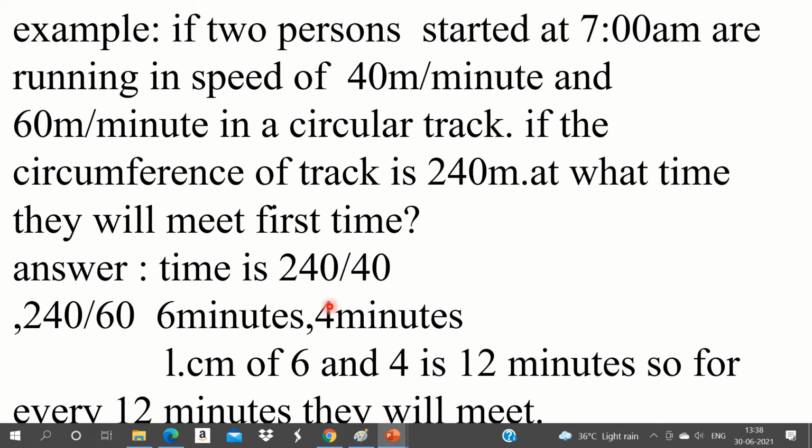Since it is a 240 meters track, in 6 minutes, one person will complete. In 4 minutes, another person will complete because these speeds are different. So 6 minutes and 4 minutes they will complete. If you find the LCM of 6 and 4, you get 12 minutes. So after 12 minutes, first person will complete 2 rounds, second person will complete 3 rounds, but they are at the starting point. So they will meet. So for every 12 minutes they will meet.